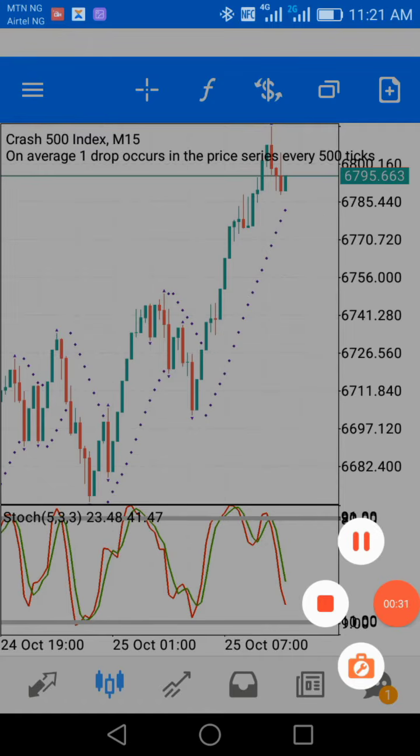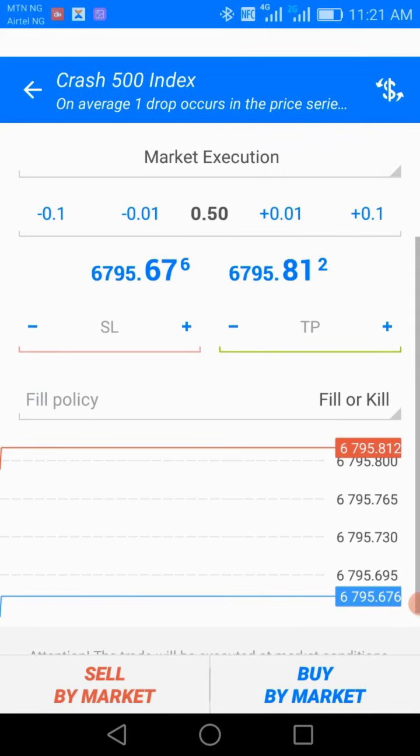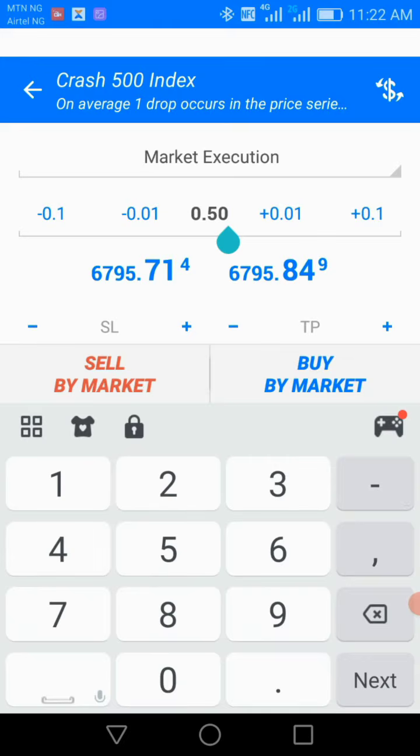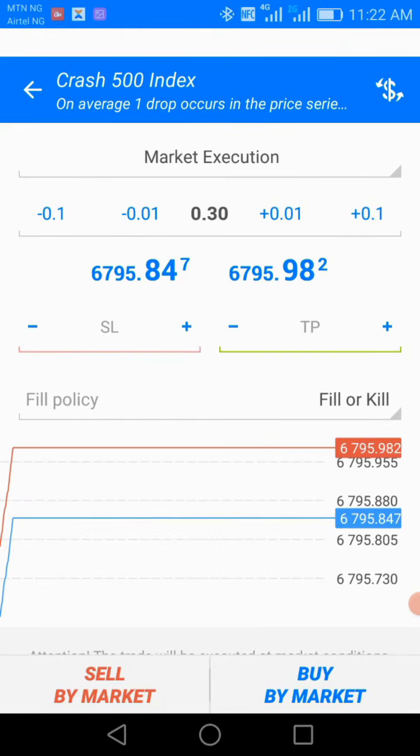This is Crash 500. We're going to take on a sell trade. We want to catch a spike. So let's take on trades right away. Let's take on 0.3. Yes, we're going to sell. This is Crash, let's sell right away.